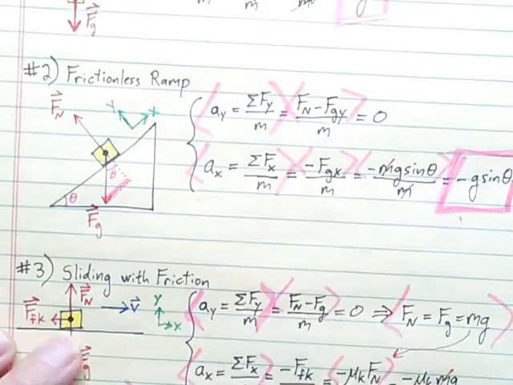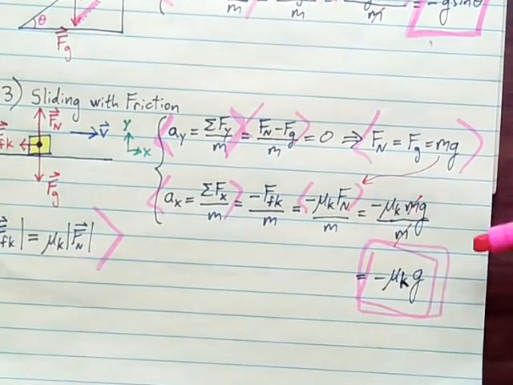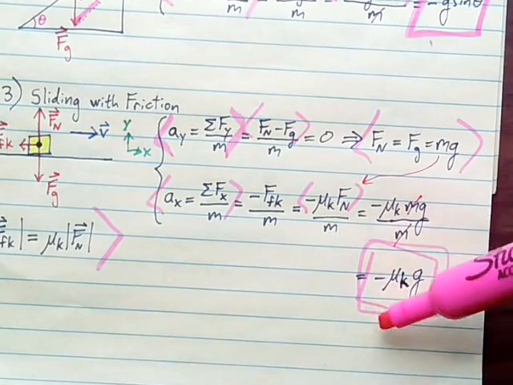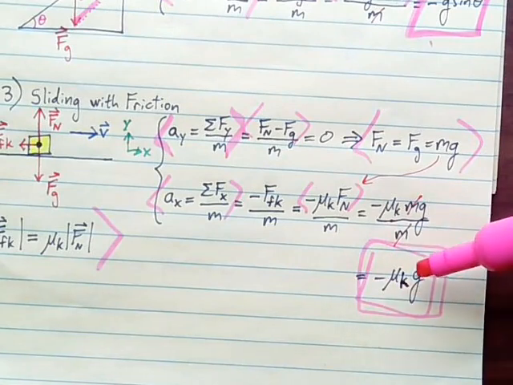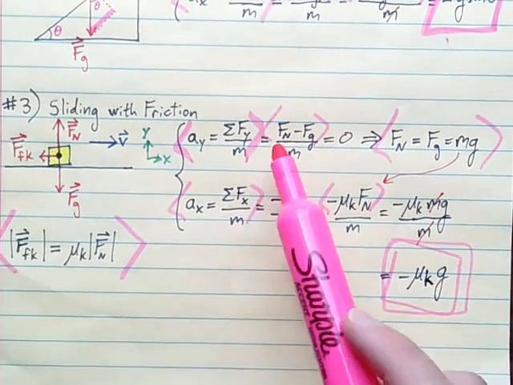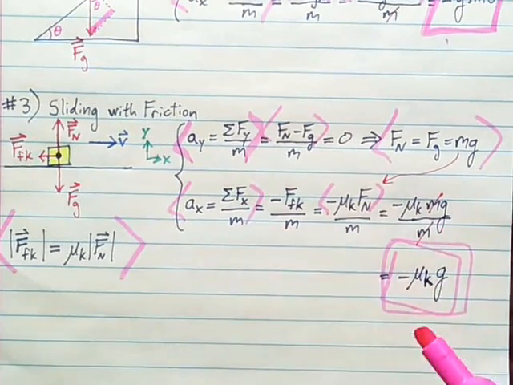Oh, and once again, I recommend you memorize this result, the standard result for the acceleration of an object sliding with friction, but also be able to quickly rederive it by showing these steps. Last one.